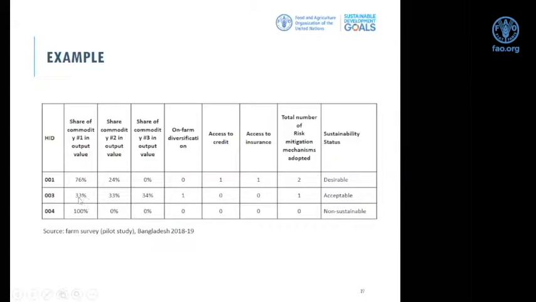The farm two is very well diversified because its revenue is spread across three commodities, but it doesn't have any access to credit and insurance. So it is considered as acceptable. And the third farm is not diversified as well. It doesn't have any access to credit and insurance, and hence it is classified as non-sustainable or red.